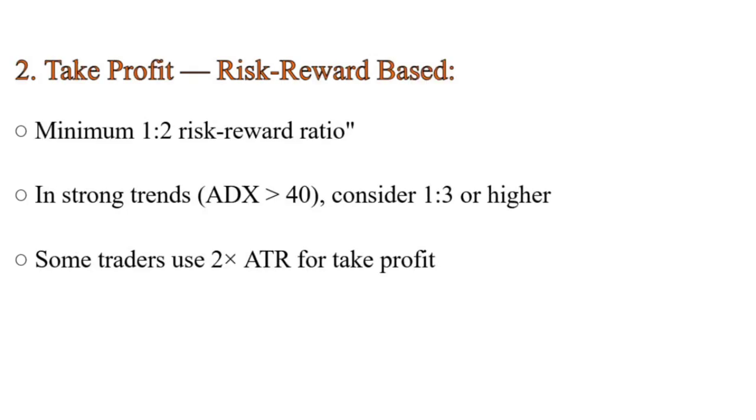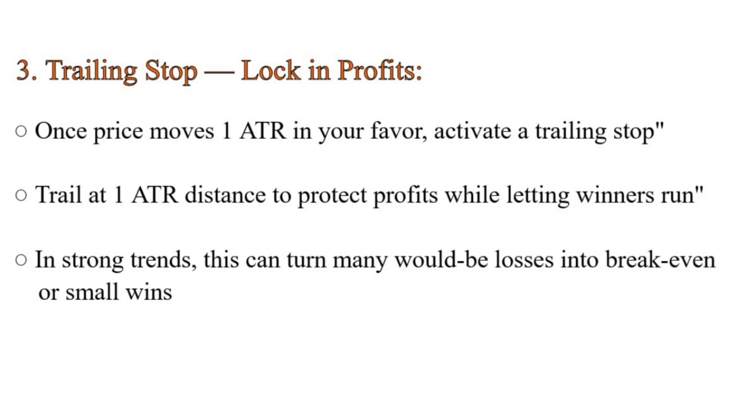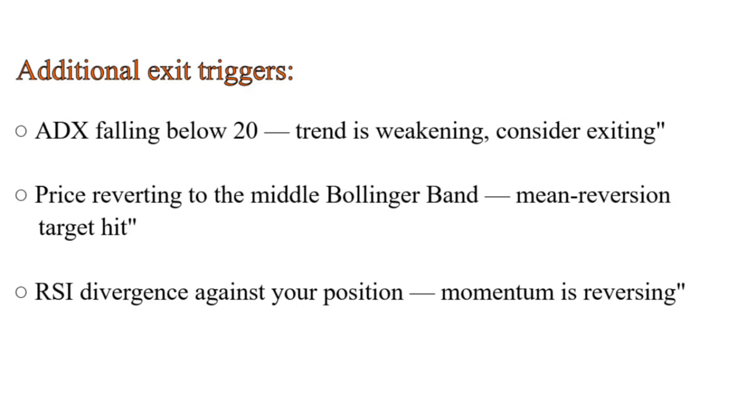2. Take profit, risk-reward based. Minimum 1 to 2 risk-reward ratio. In strong trends, ADX above 40, consider 1 to 3 or higher. Some traders use 2 times ATR for take profit. 3. Trailing stop, lock in profits. Once price moves 1 ATR in your favor, activate a trailing stop. Trail at 1 ATR distance to protect profits while letting winners run. In strong trends, this can turn many would-be losses into break-even or small wins. Additional exit triggers: ADX falling below 20, meaning the trend is weakening.